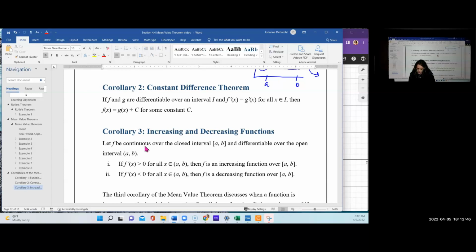So let's see what that means. So over here, let's suppose that we have something like f of x is equal to x cubed plus 2x squared minus 3x plus 4.